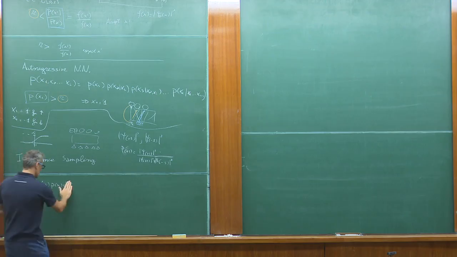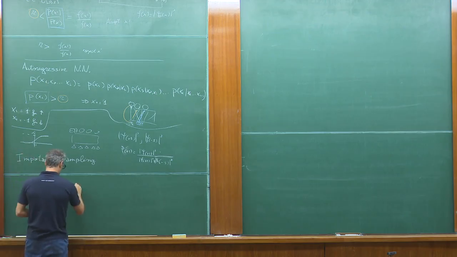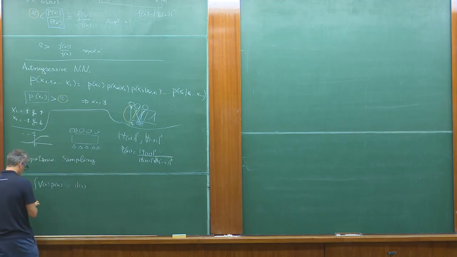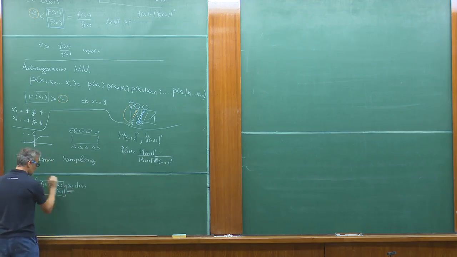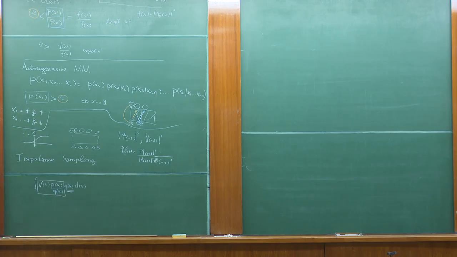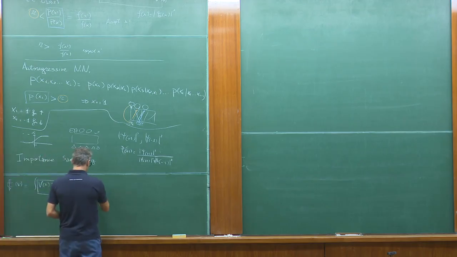Now, what I can do, I can multiply and divide by another probability distribution, okay? And now I will sample over this one, this quantity here, okay? So instead of looking at the expectation value over P of V, I look at the expectation value over Q of VP over Q.